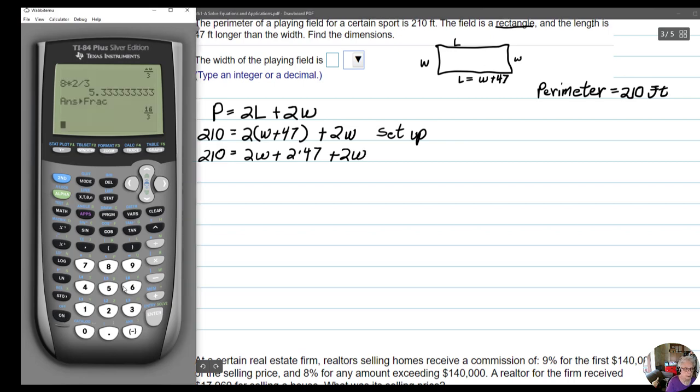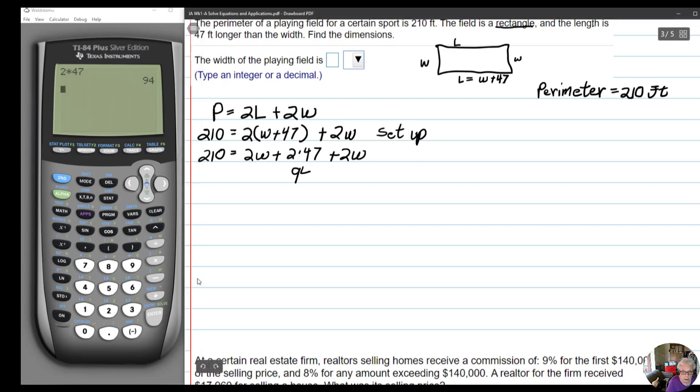Let's find out what 2 times 47 is. 2 times 47 is 94. So this is going to be 94. If I have 2 W's and I add another 2 W's, I'll have 4 W's. So 4W plus 94 equals 210. That's great. All right, this is a constant term, CT. This is a variable term because it has a variable in it. A variable is a letter. I mean, you can think of it that way.